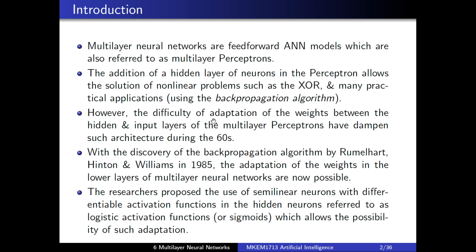However, the difficulty of adaptation of weights between the hidden and output layers of the multilayer perceptrons dampened such architecture during the 60s. With the discovery of the backpropagation algorithm by Rumelhart, Hinton, and Williams in 1985, the adaptation of weights in the lower layers of multilayer neural networks became possible. The researchers proposed the use of semilinear neurons with differentiable activation functions in the hidden neurons, referred to as logistic activation functions or sigmoids, which allows the possibility of such adaptation.